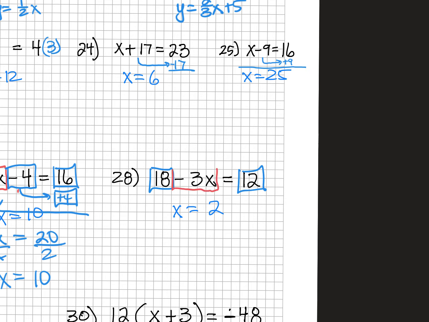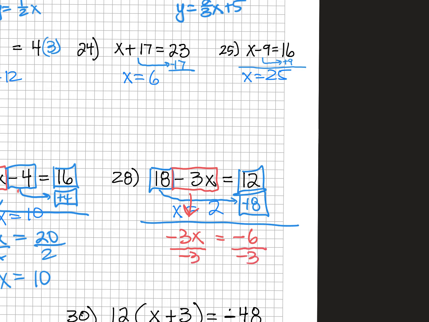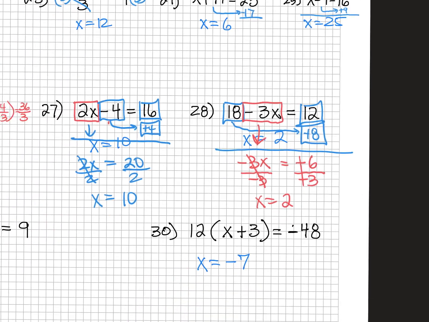All right, over here we have our number term and our variable term. So we're going to make the 18 go across and become negative 18, and we get negative 3x, because the negative 3x has to come down, equals negative 6. 12 minus 18 is negative 6. When we divide by negative 3, did you remember that? The negative 3's cancel out. X equals negative 6 divided by negative 3. The negatives cancel out. 2 negatives make a positive. 6 divided by 3 is 2.